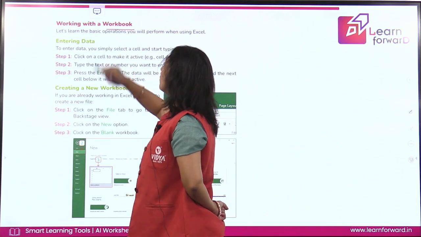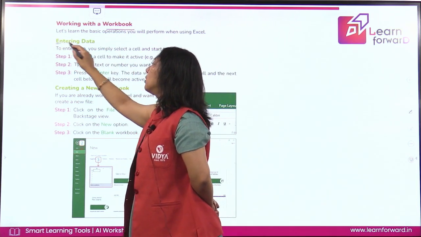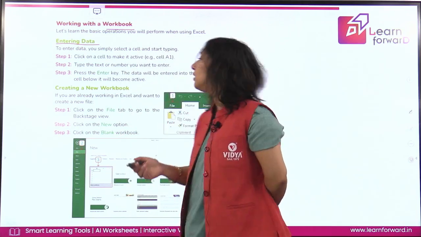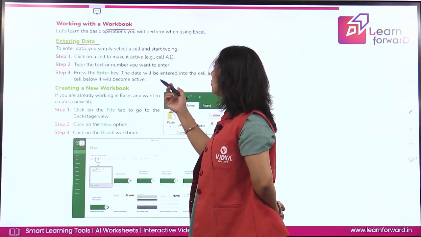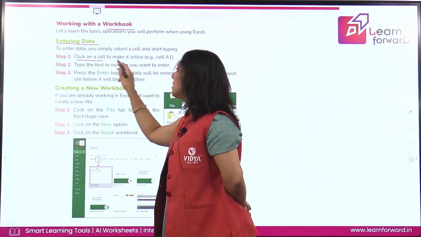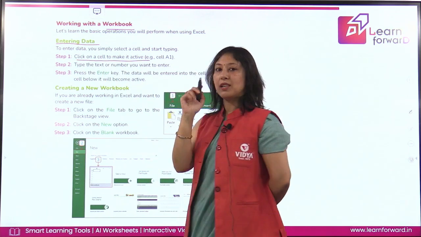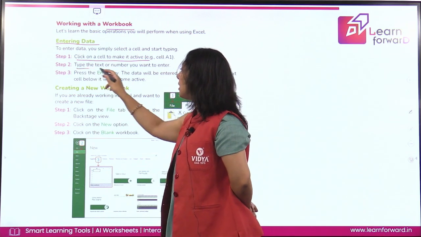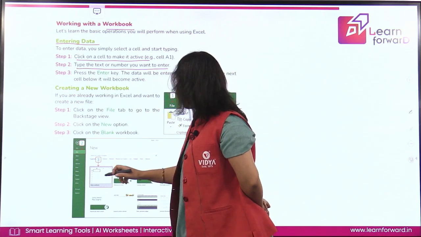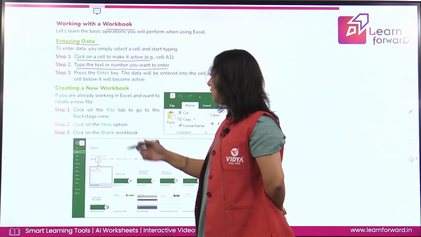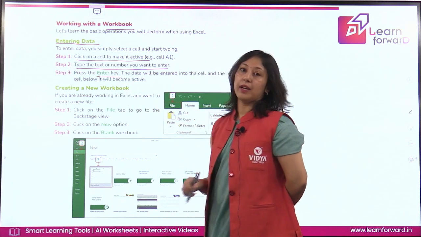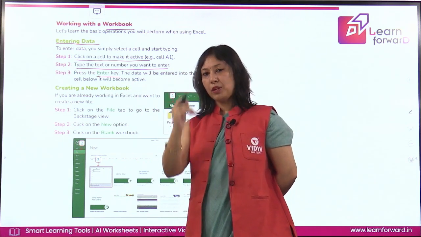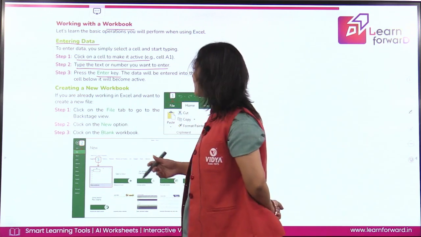Now, working with a workbook. How can we work with a workbook? The very first thing we need to do is enter the data in it. For that, we just click on the cell to make it active. First you select the cell where you want to enter the data. After that you type your text or the number you want, then you press enter, and the data will appear in it, and the cell just beneath that cell will become the active cell.